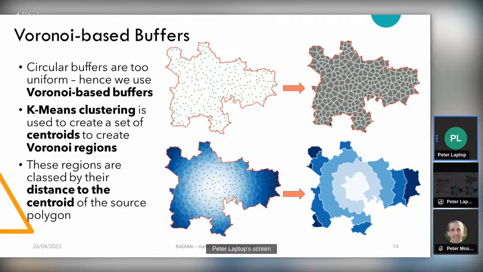But instead of being super uniform and being in those circles, the shape is actually much more influenced by the actual overall shape of the input polygon.